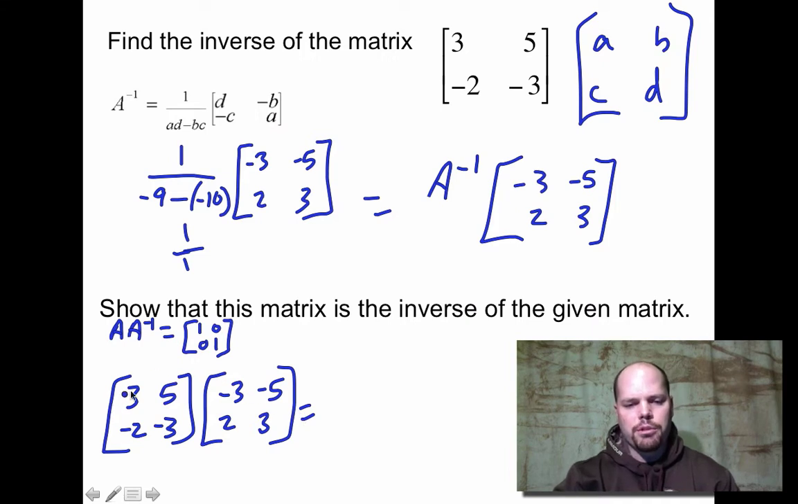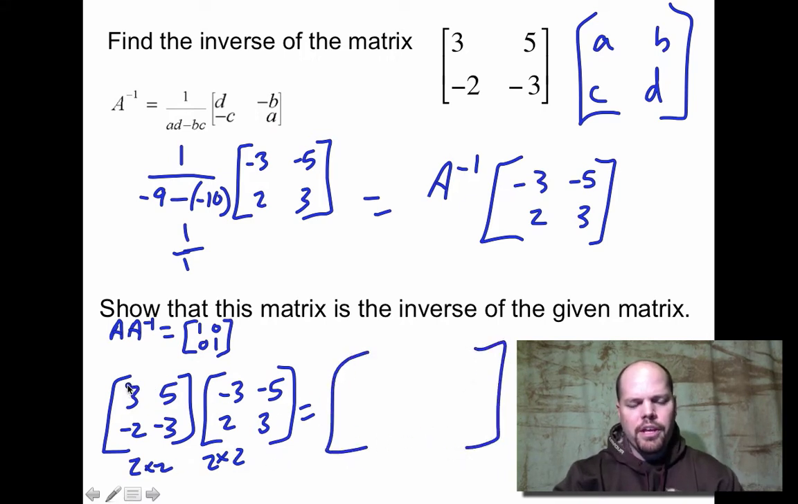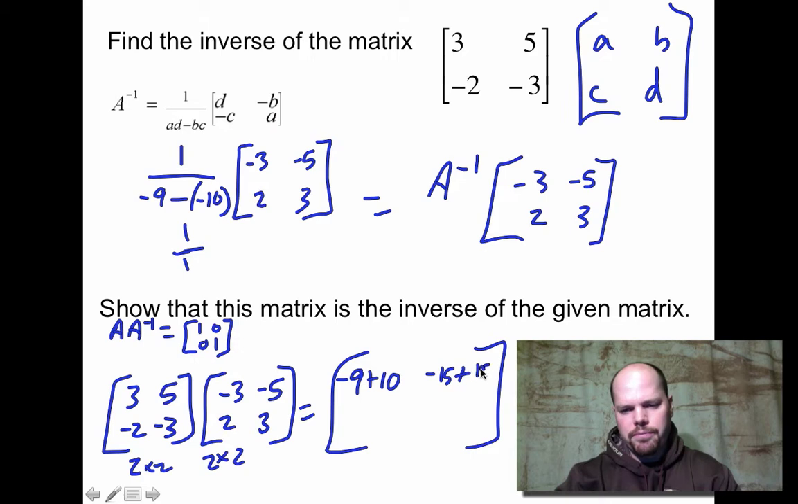From last section, a 2x2 multiplied by a 2x2 gives us a 2x2. For the upper left entry, the upper row with the left column, we go 3 times -3 plus 5 times 2. For the upper right, the upper row with the right column, 3 times -5 and 5 times 3. Lower left, lower row with the left column, -2 times -3 and -3 times 2.